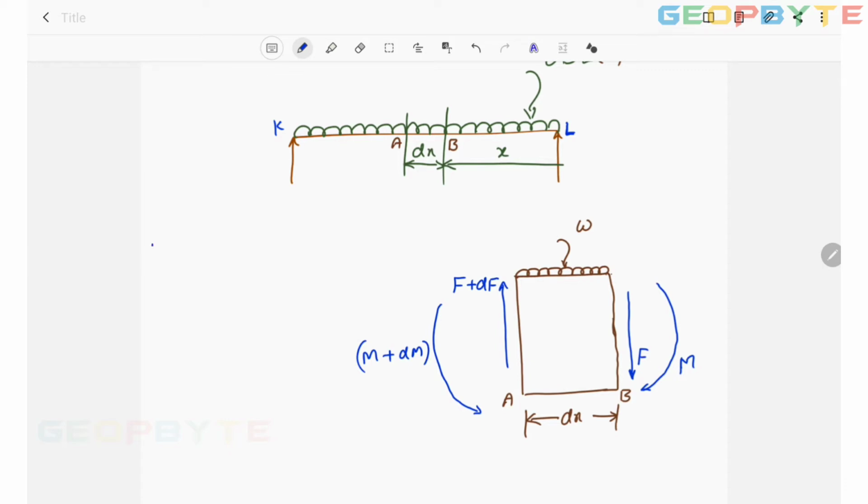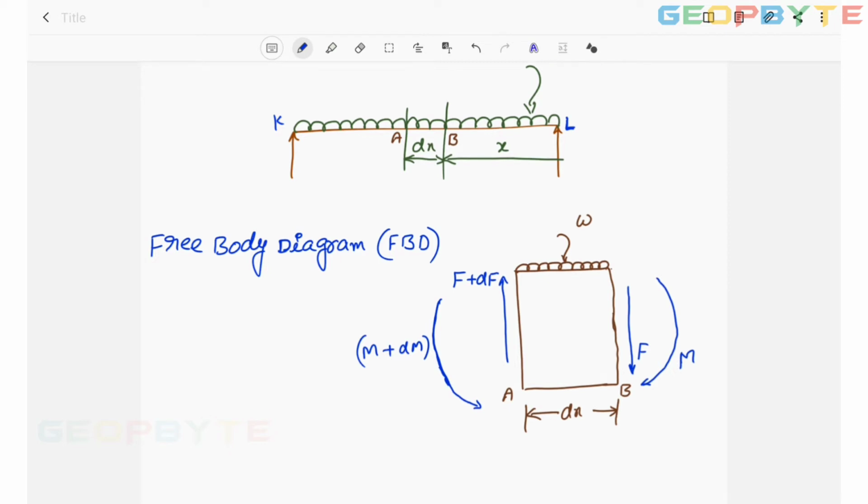This is the free body diagram. FBD, popularly it is called FBD, free body diagram. A free body diagram is drawn for the part that we are targeting.